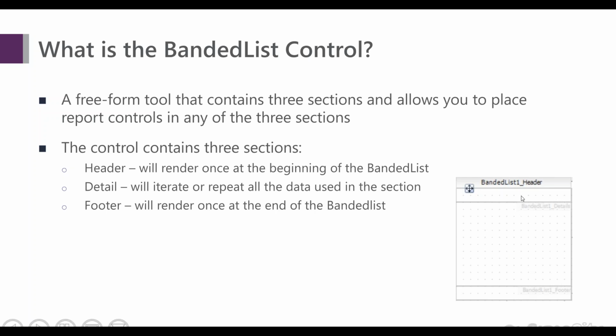So for the header section, this section will render once at the beginning of the banded list, and then the detail section will iterate or repeat all the data used in that area. And then the footer section, similar to the header, will render once, but at the end of the banded list. So this tool has been around for some time, and some current ActiveReports users might have used this in prior versions. However, we've enhanced this control in ActiveReports 14 to benefit the users.